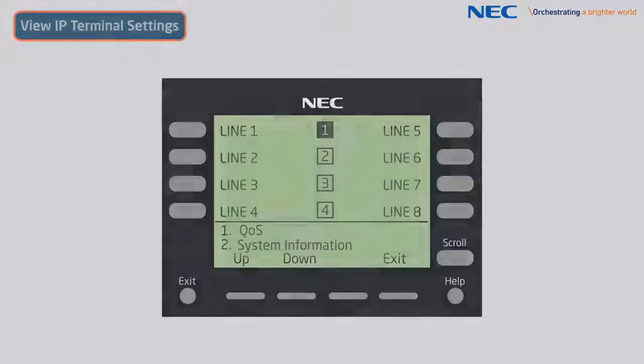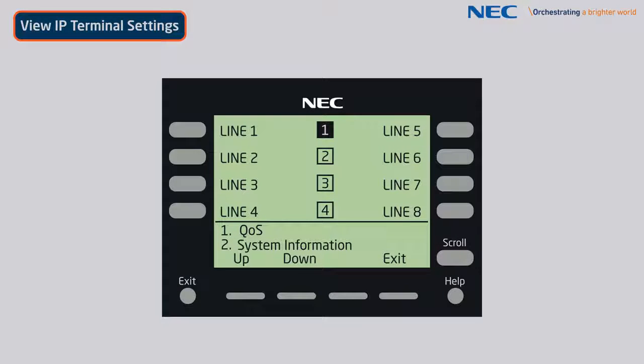The IP terminal settings can be viewed by pressing the Help key for 3 seconds while the terminal is idle. The settings cannot be edited within this mode. There are 3 menu options: QoS, System Information, Ping. Within System Information, you can view the network and SIP settings as set up within the administration menu.